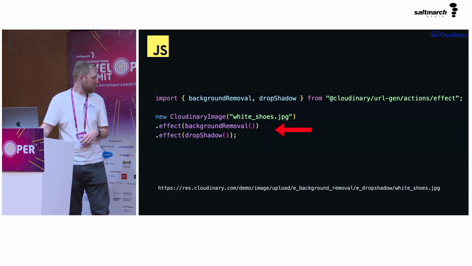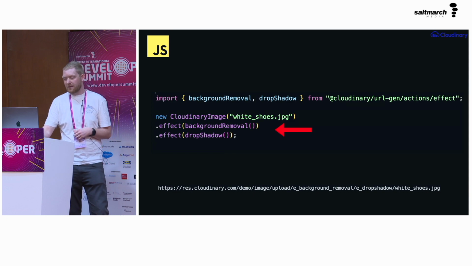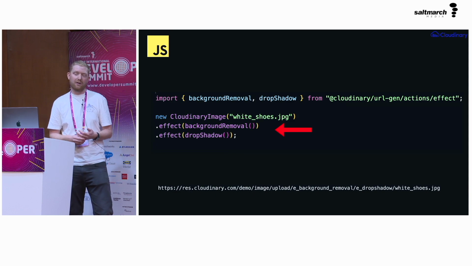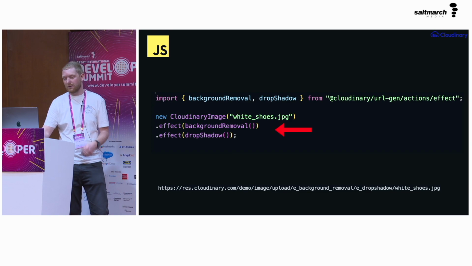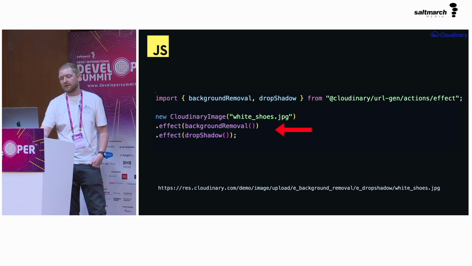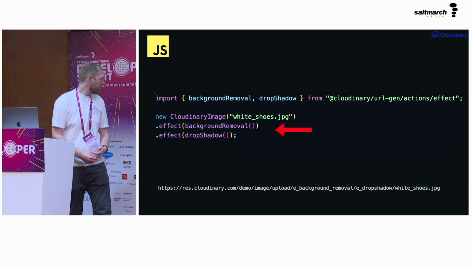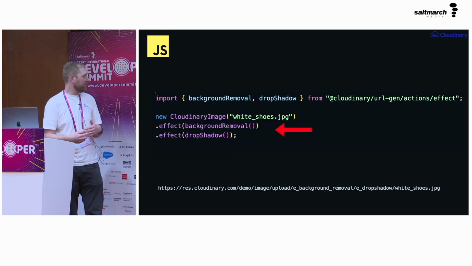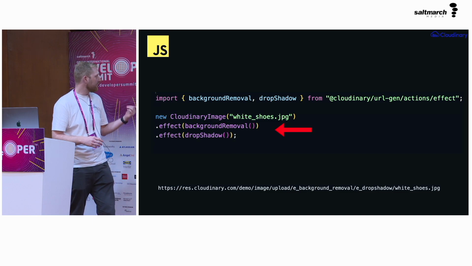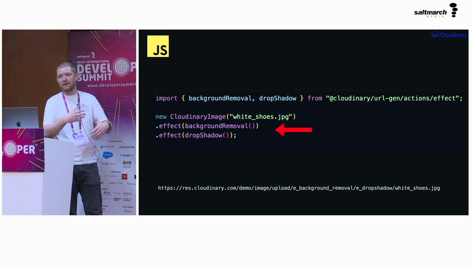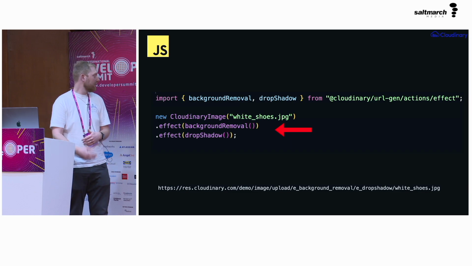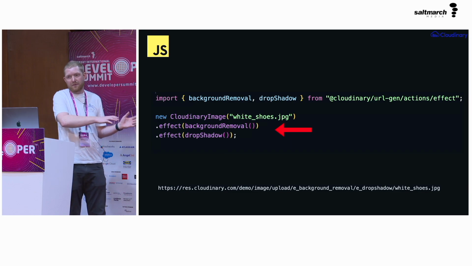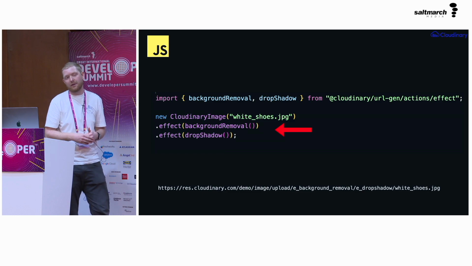So let's take a look at the code for how to do this. As I mentioned before, this is using our URL gen SDK, JavaScript. Very simply, we're importing these two effects. Here we can see we're creating a new Cloudinary image. So this is a new instance of a Cloudinary image, and we're providing a public ID. In this case, the white shoes, this is the ID of the image, the name of the image that's stored in Cloudinary. Some people go with a descriptive name, some people use random IDs, it's entirely up to you.